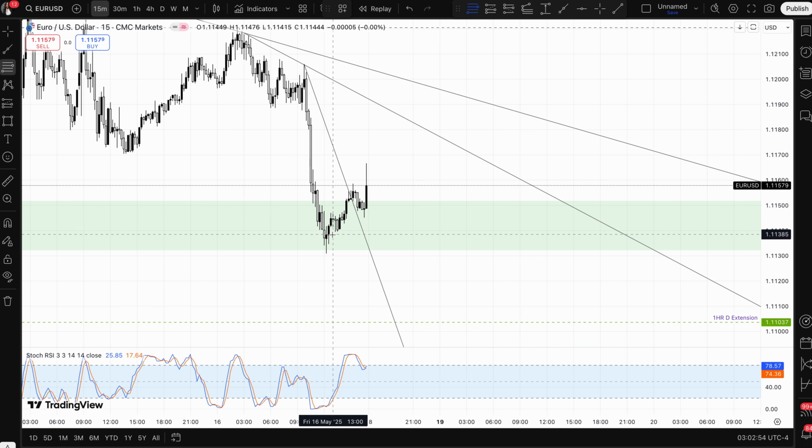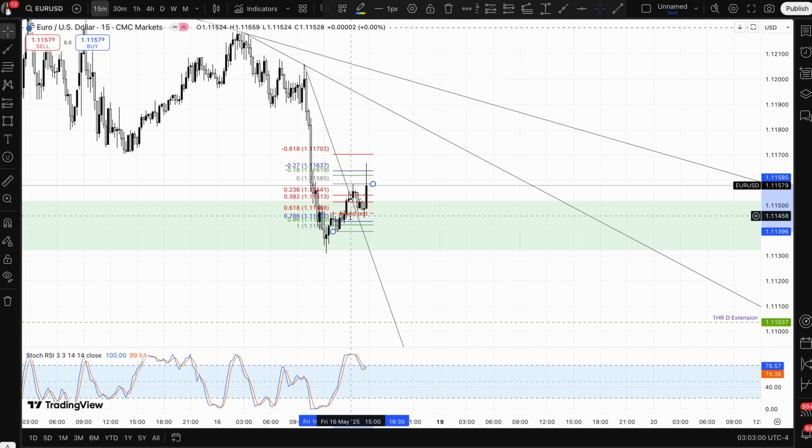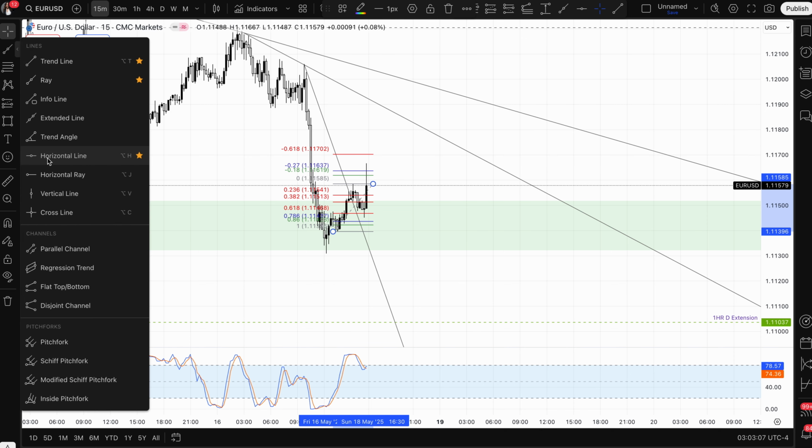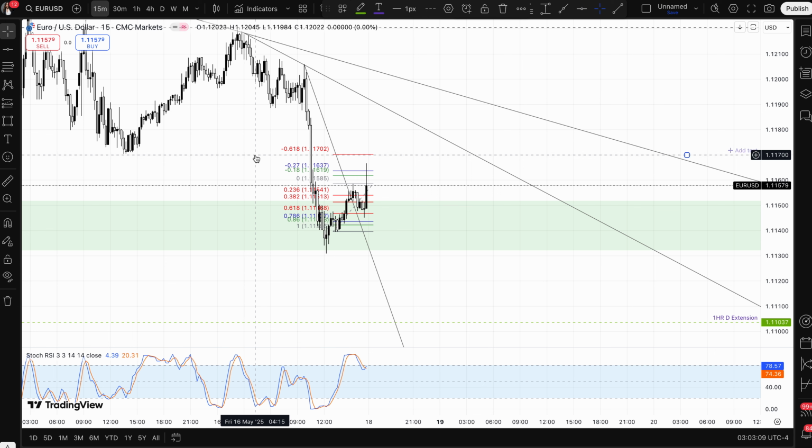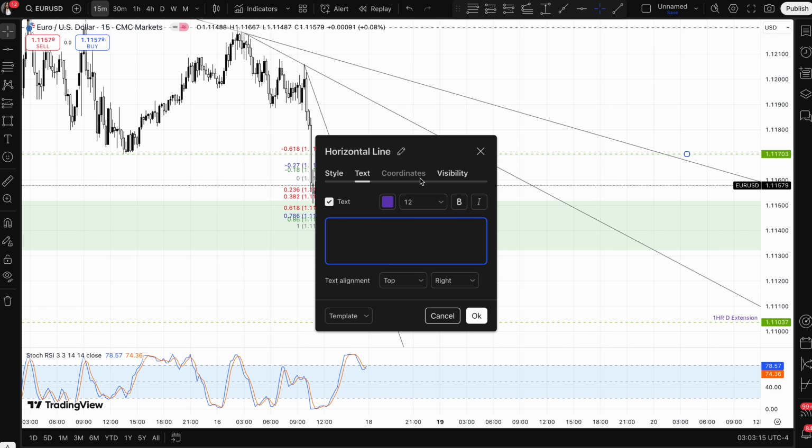So I'm going to go from my low to my high. So this is the current fib, A, B on this time frame. 618 pullback. D extension. Supposed to sit here. Right. I should be putting in the coordinates. 11702. We're going to put in the coordinates.